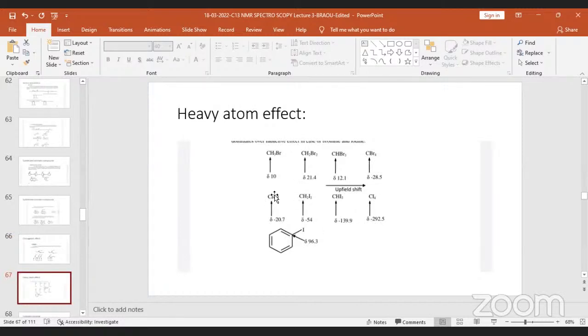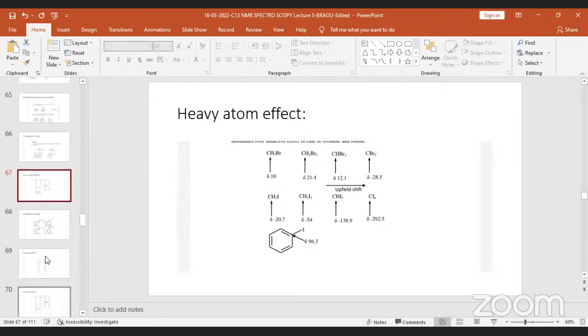When iodine is attached even once, you see this iodine is even bigger than bromine, therefore minus 20.7. Methane is actually minus 2.5. In methyl iodide, iodine is also electronegative, but that electronegativity effect is cancelled by the heavy atom effect. Therefore, it is upfield. Similarly, 2 iodines give more negative values, 3 iodines even more negative values, and CI4, how much negative value it is, minus 292.5. Only these 2 atoms will have such an effect, no other atoms have that much effect. Only electronegativity plays the major role there. Here, sometimes, more than electronegativity, the heavy atom effect is more.